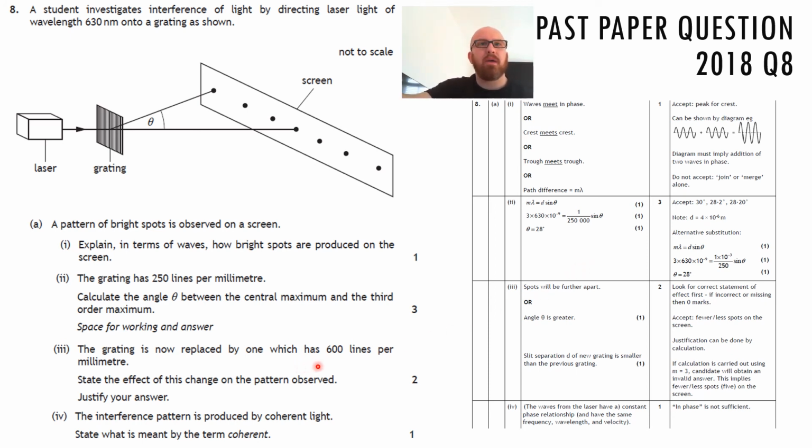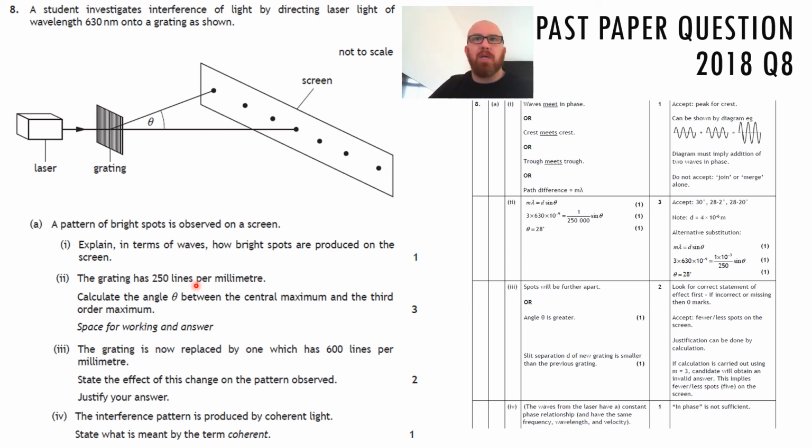Question part 3, the grating is now replaced by one which is 600 lines per millimetre. So that is 600, what's this one here? This one is 250 lines. It's now 600 lines. So there are more lines per millimetre, meaning that the spacing between the lines is smaller. And I've already said to you, if the spacing is smaller, then the angle is going to be greater and the spots will be further apart. Greater lines per millimetre, smaller actual spacing.